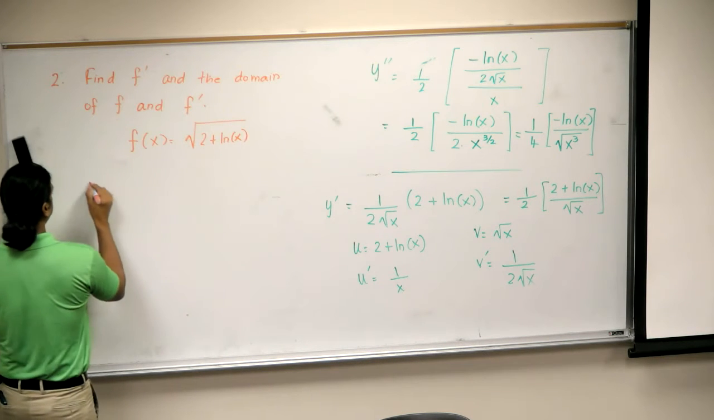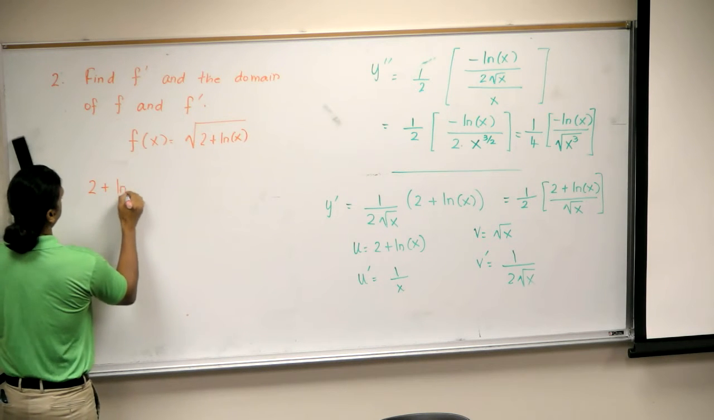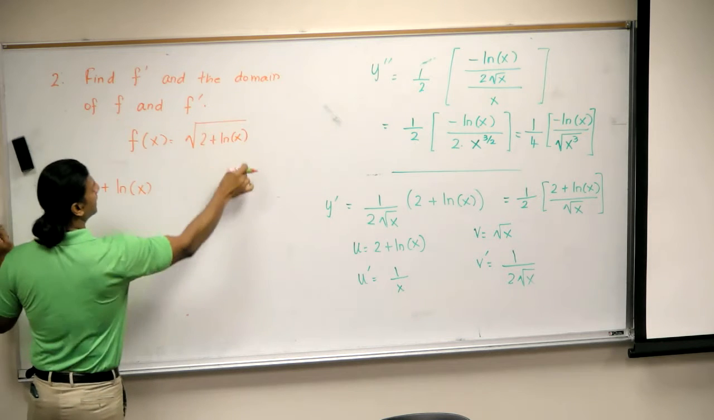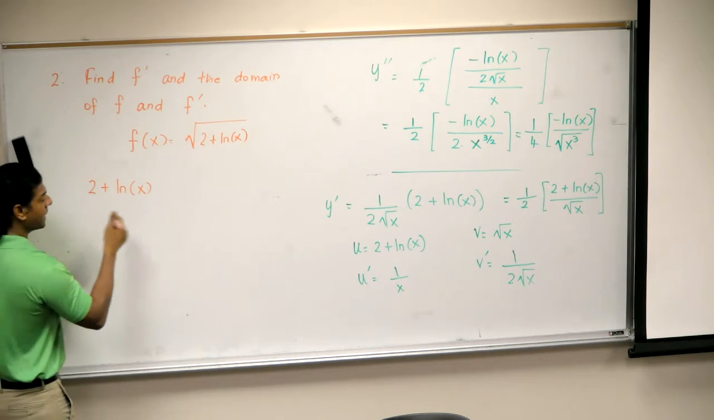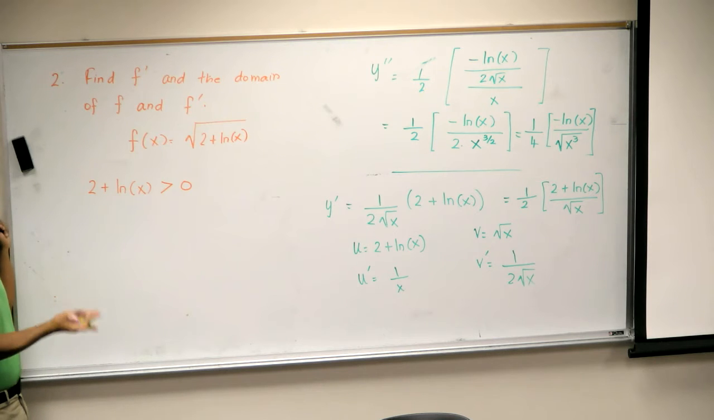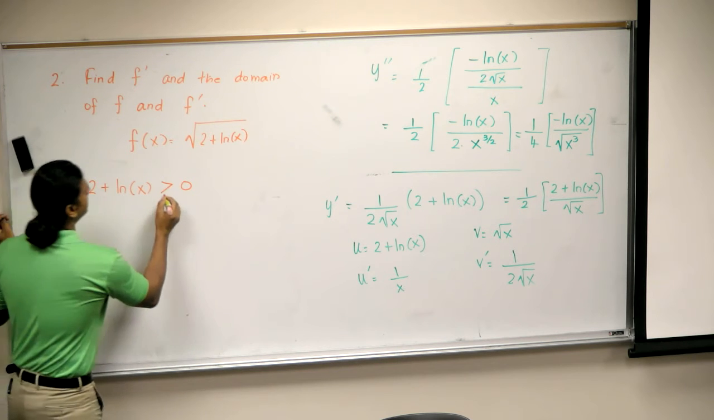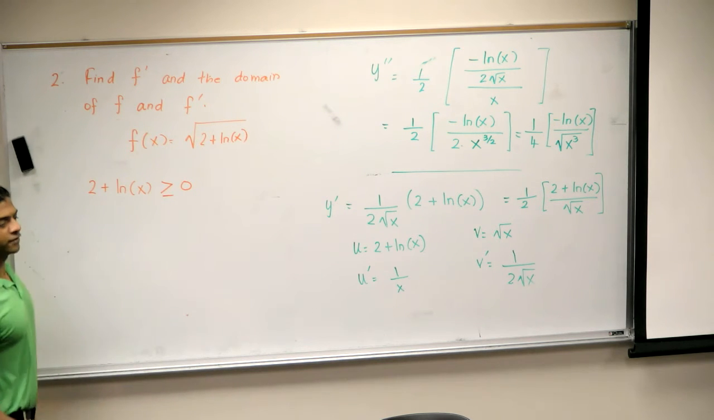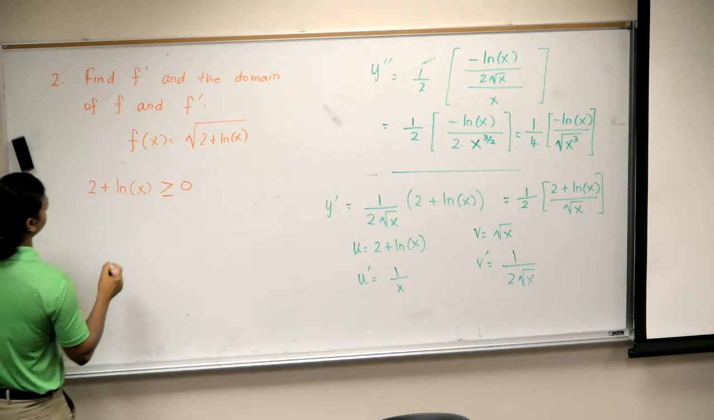I'll start with the inside expression. I want that to be bigger than 0. Yes, which means positive. I could also have equal to 0. Do you agree? Nothing wrong with that. Square root of 0 is 0.